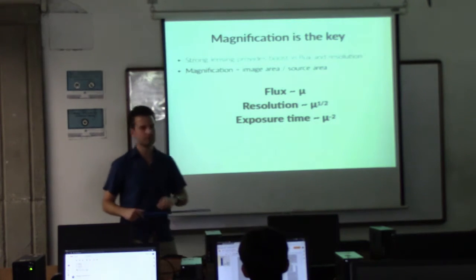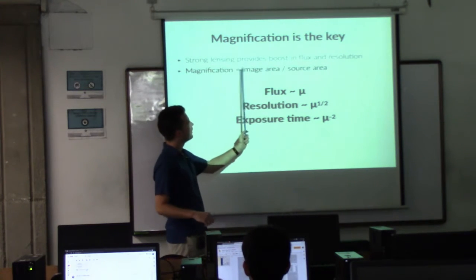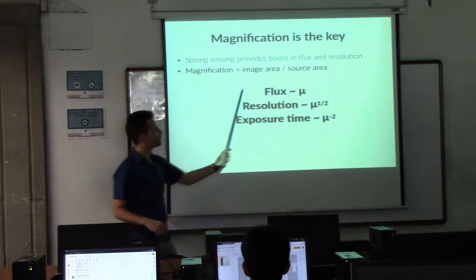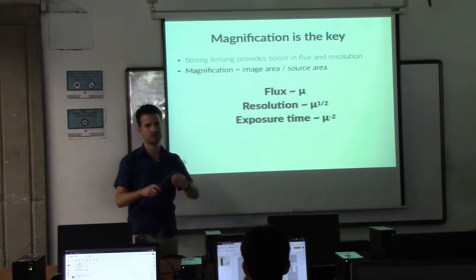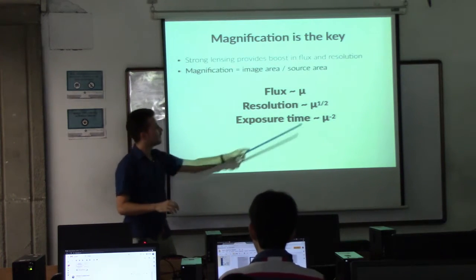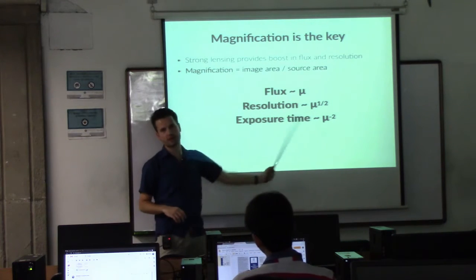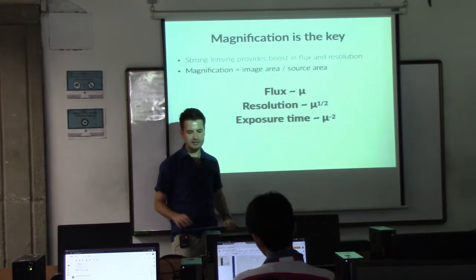So just to remember, as we saw the last 2 days, magnification is the ratio of an image area to the source area. So the total flux of the source goes up proportional to magnification. The resolution, if you think of area as a circle, is proportional to the square root of magnification. And the exposure time to get the detection, let's say 5 or 10 sigma, goes as 1 over magnification squared.